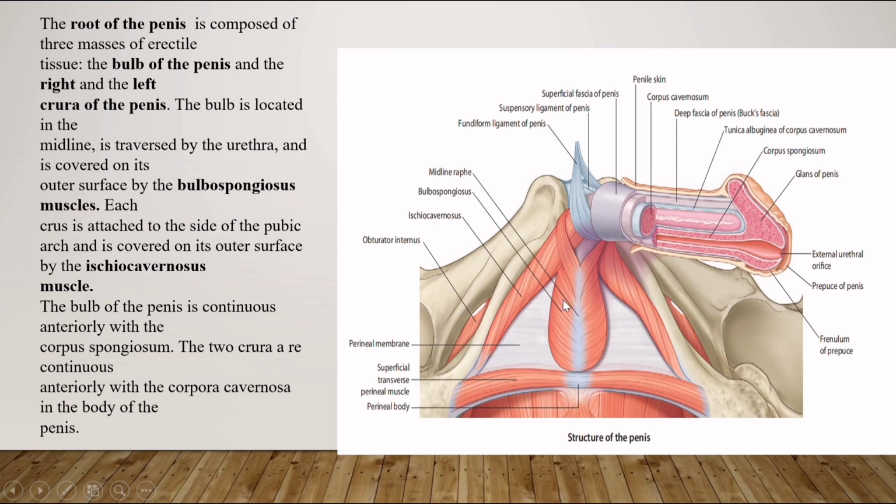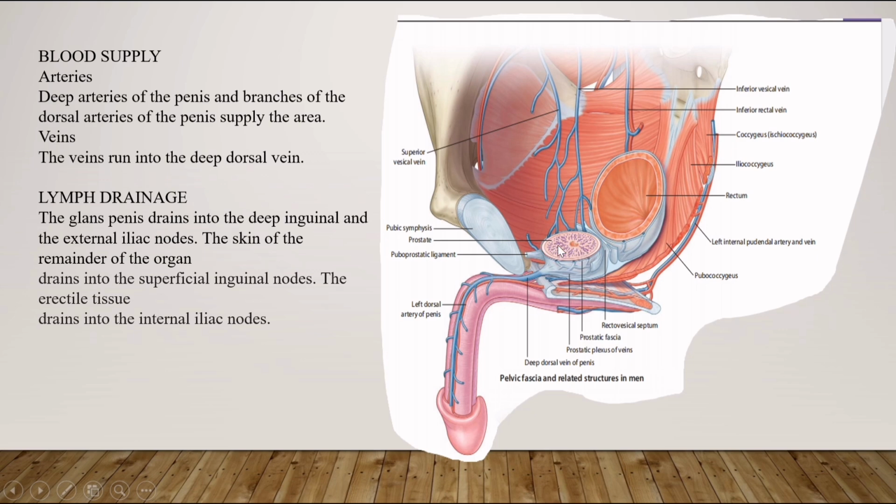Okay. Then blood supply. Blood supply to the penis is from the dorsal artery of the penis, which is a branch from the internal pudendal artery. The internal pudendal artery is a branch from the internal iliac artery. Make sure that you repeat that. Let's just repeat. We say that the blood supply of the penis is from the dorsal artery of the penis, which is a branch from the internal pudendal artery, which is also a branch from the internal iliac artery.